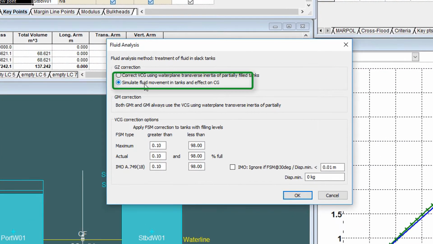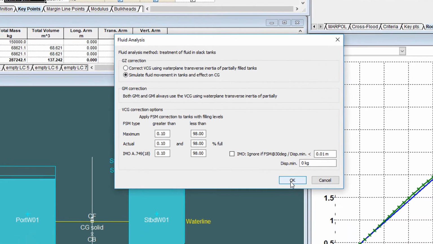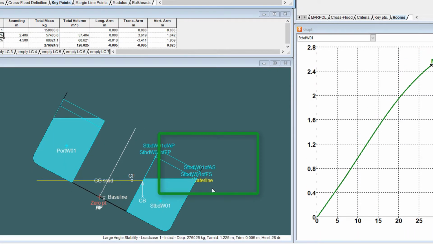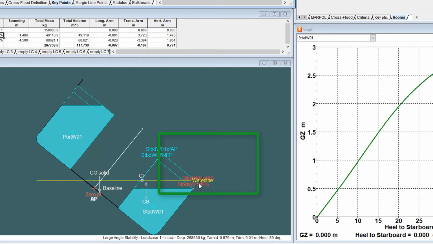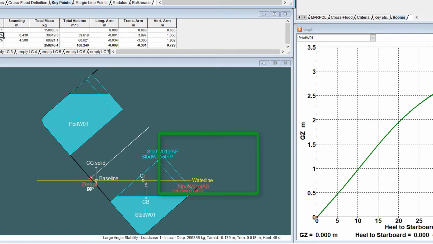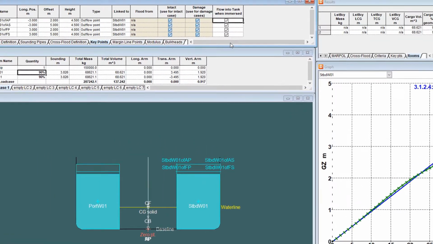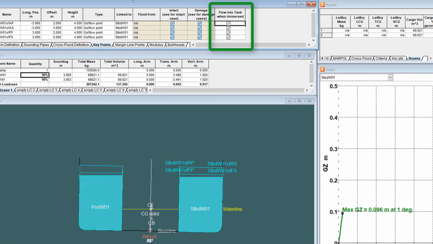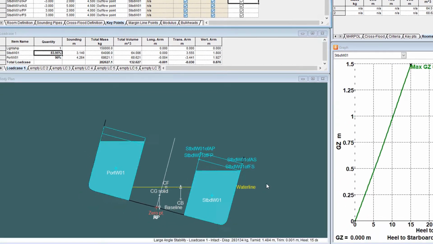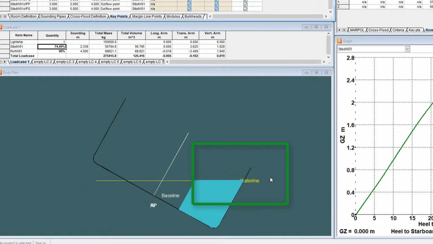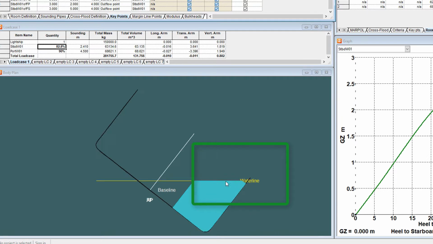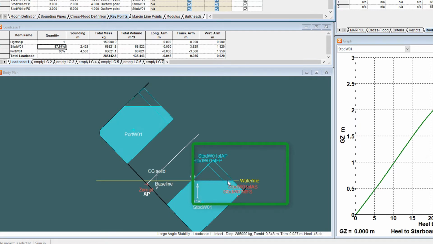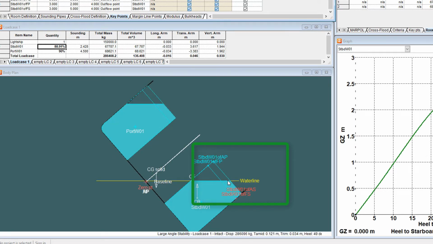Spilling is included when the fluid simulation mode is turned on and a load case-based analysis is used. For each tank, the lowest outflow point is found and the fluid level is reduced to the height of that point. There is an additional option, flow into tank when immersed, which means that if any of the outflow points are below the sea surface, then the tank fluid will be at the same height as the sea surface and not the lowest outflow point.